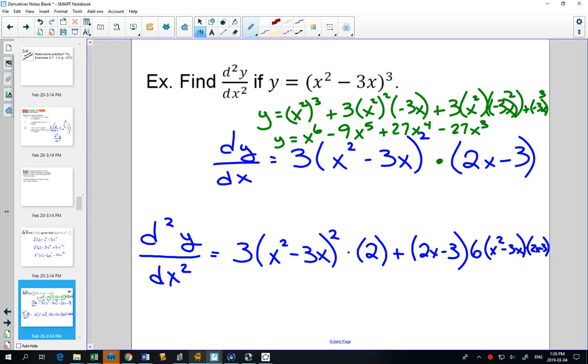Do I want to expand something? Will that save me time? Or do I want to just use the chain rule and the product rule? Because right now, if I had to do a third derivative of this, here, it would be really straightforward.